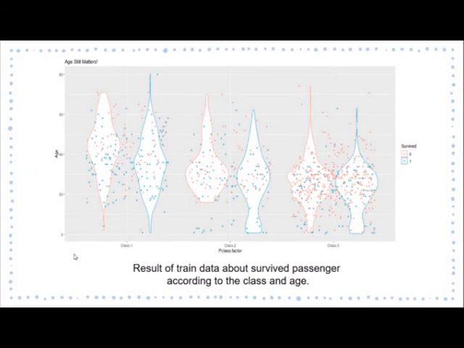So this is the result of the train data represented in a violin plot for the passenger class and the age. So based on this result, it is clearly shown that most of the survived passengers are from class 1, and most of the passengers from class 3 did not survive, as tested in the validation process.